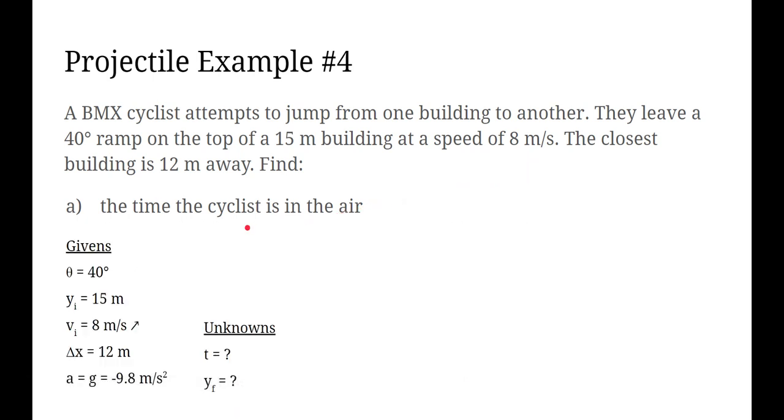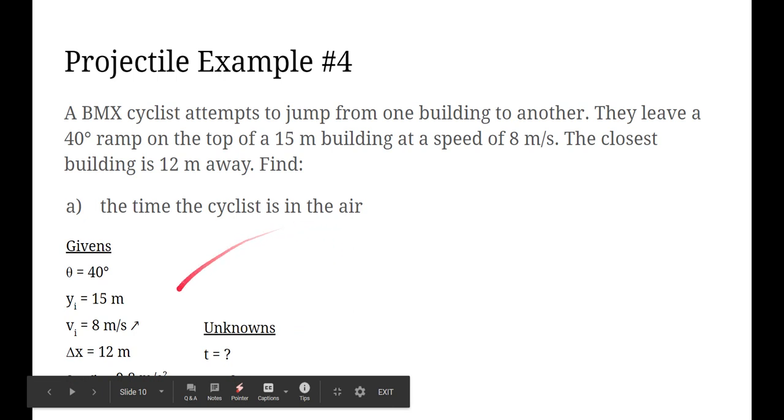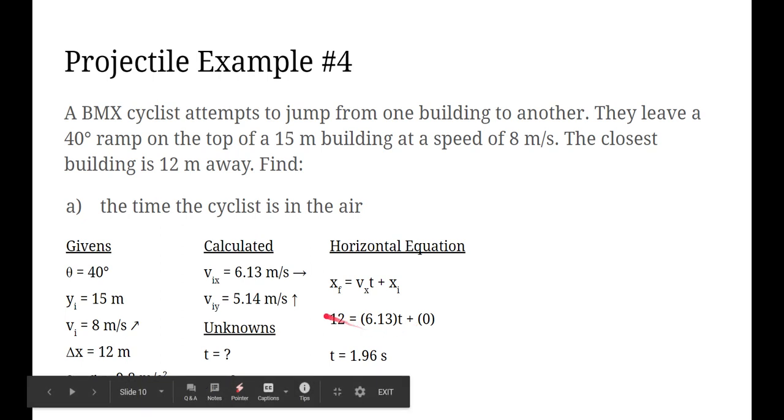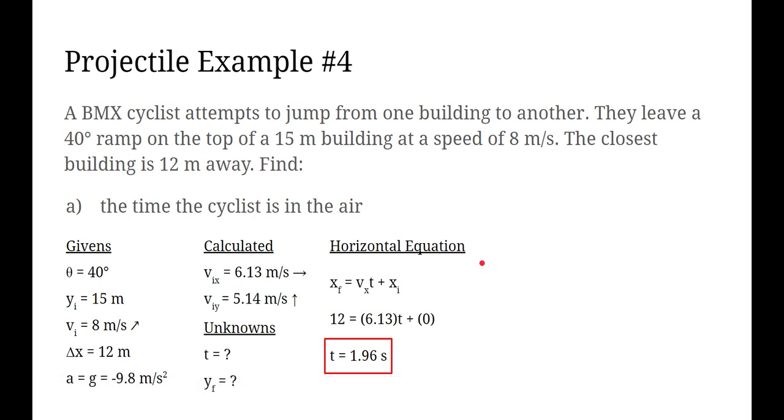So similarly to the last problem, what we need to do is split the total velocity of 8 meters per second into two components, an x component and a y component, using this 40 degrees. And so we did that here using cosine of 40 degrees for the x component and sine of 40 degrees for the y component. Now that we have those, we can use a horizontal equation since we know where they are starting, which is at 0 meters, and how far they need to go, which is 12 meters horizontally. We're also relying on the x component of the velocity in order to solve for the time of 1.96 seconds, which is how long they'll be in the air.